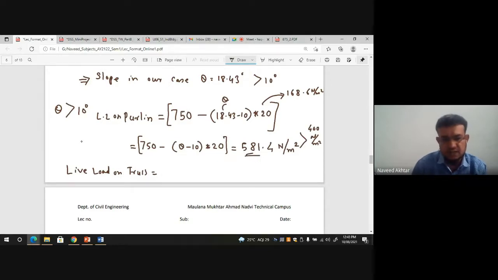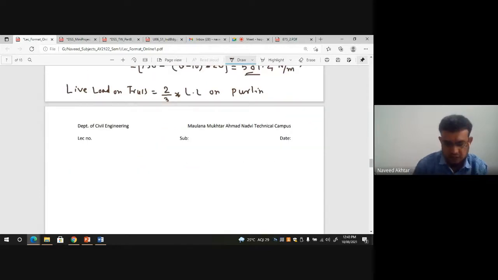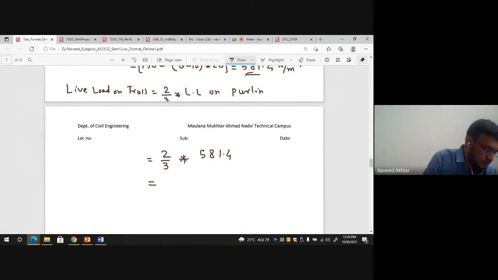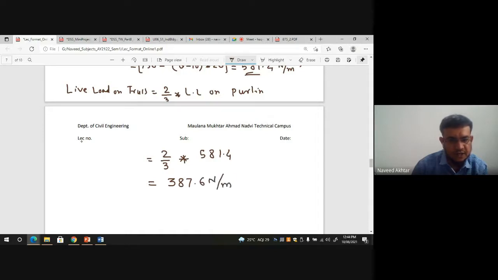So live load on truss is taken as two-third of the live load on purlin. So live load on truss will be two-third of 581.4 Newton per meter square, which is 387.6 Newton per meter square. It's coming 387.6 Newton per meter square.